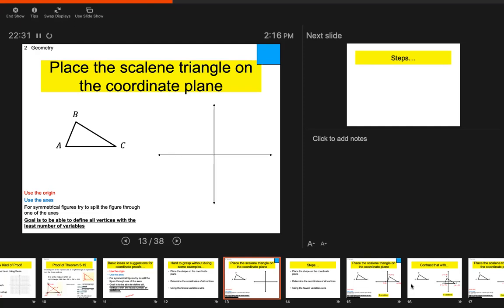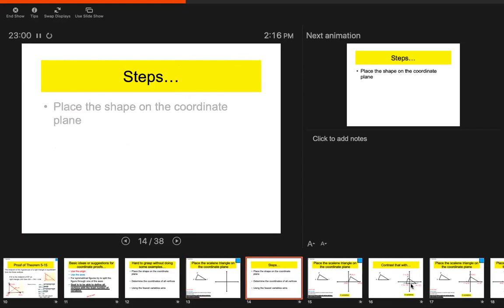Okay, you get to place a scalene triangle on this. What is the most likely way of placing that onto there? Place it where one of the points is at 0, 0. Okay, and where are you going to put AC? On the x-axis. That would be the most common, right? So that's what we're going to do.